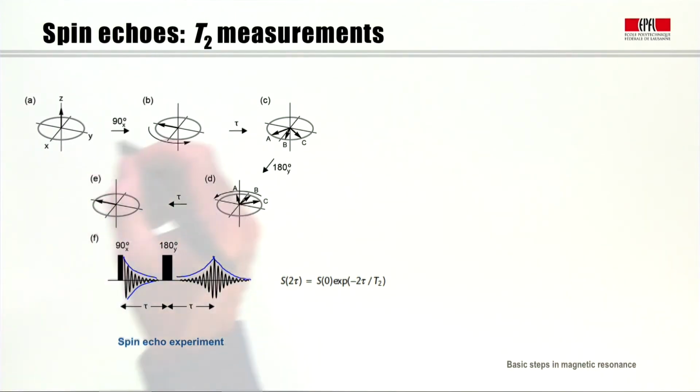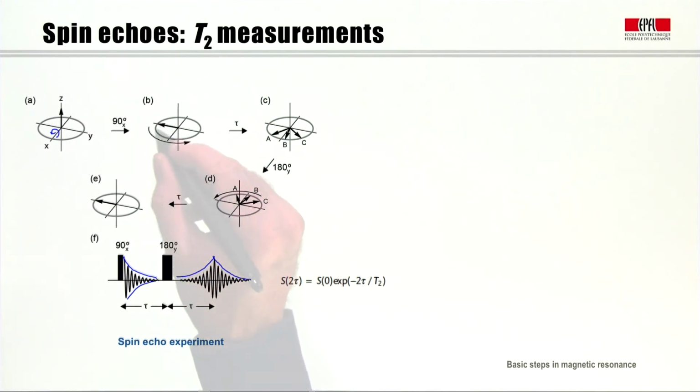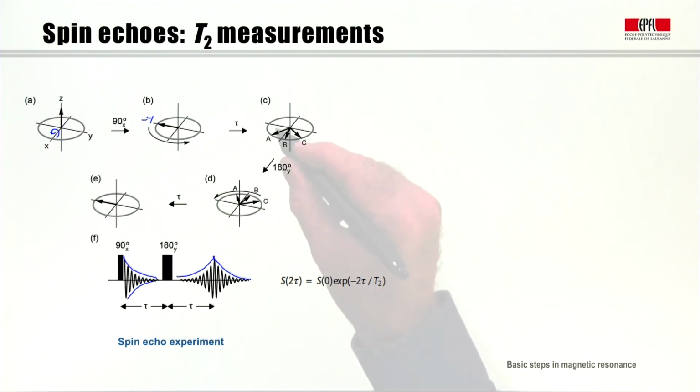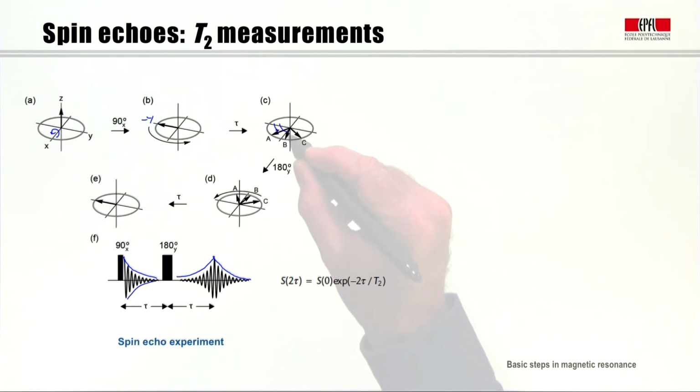So how does this work? Well, the first thing to do is to take magnetization in its equilibrium position. We then rotate this through 90 degrees about the x-axis so that it ends up along the minus y-axis here. And then, depending on where we are in the sample, some magnetization vectors may rotate slowly, others a bit faster, and others are in a great hurry and will be far ahead because they are experiencing a larger frequency.